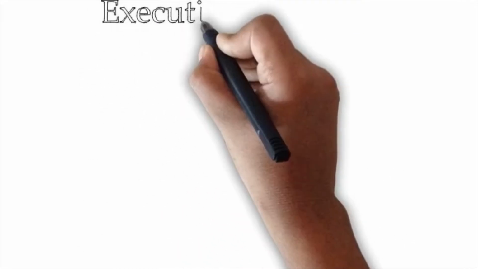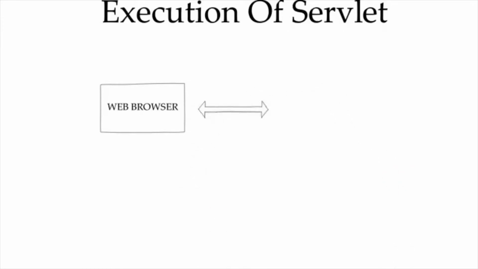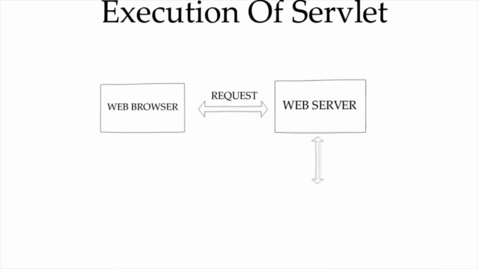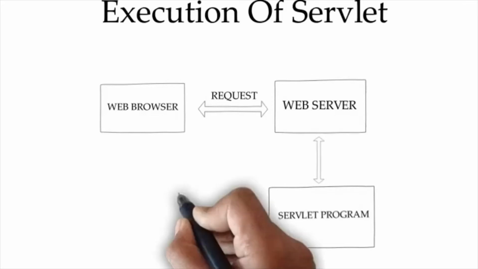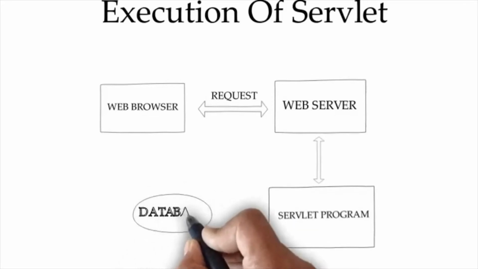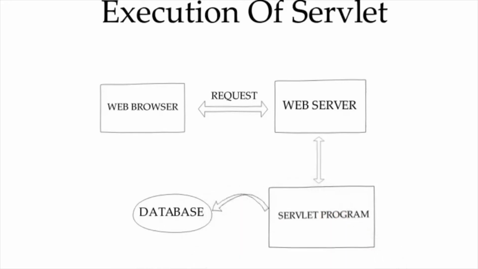The execution of Java Servlet is very easy. First, the client sends the request to the web server. The web server receives the request and passes the request to the corresponding servlet. The servlet processes the request and generates the response in the form of output. The servlet sends the response back to the web server. The web server then sends the response back to the client, and the client browser displays it on the screen in the form of an output.